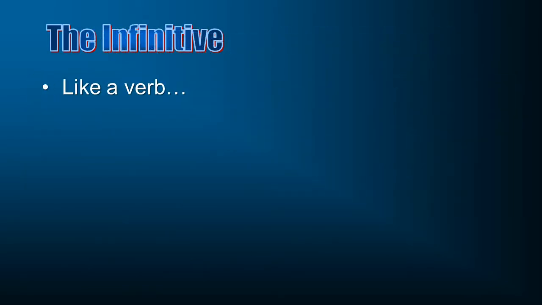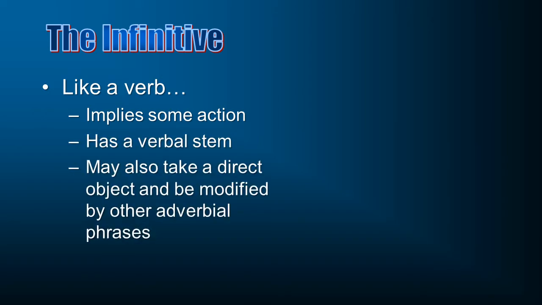The infinitive then is like a verb in which it implies some action. When I say to kill, that has some action. But when I said he killed, or he will kill, or he is killing, that's much more of that. It has a verbal stem. It may also take a direct object. I could say to kill a mockingbird, and be modified by other adverbial phrases. So I could say to kill strenuously, to kill secretly, to kill all sorts of things.